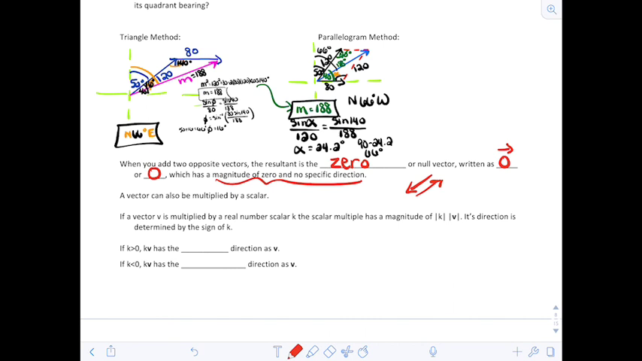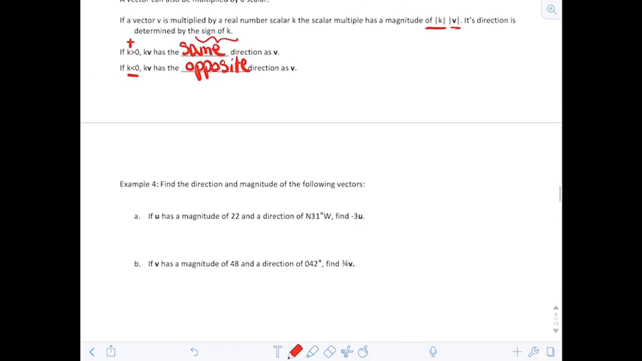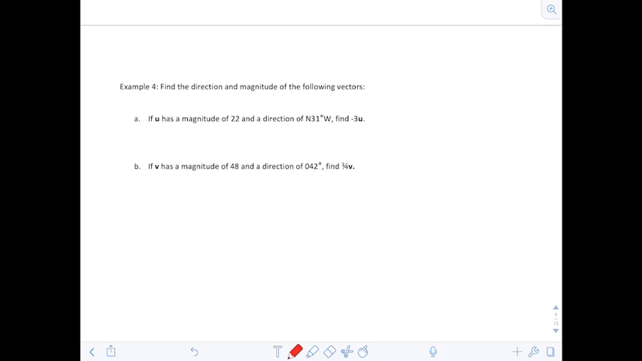A vector can also be multiplied by a scalar. So if we multiply a vector by a number, it has a magnitude of k times vector v. Its direction is determined by the sign of k. So if k is positive or greater than 0, it has the same direction as v. If k is negative, k times v has the opposite direction. Okay, so let's look at how that works.